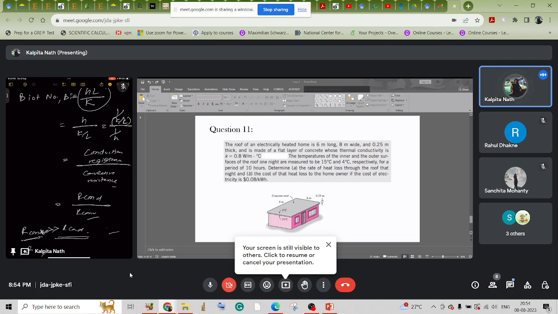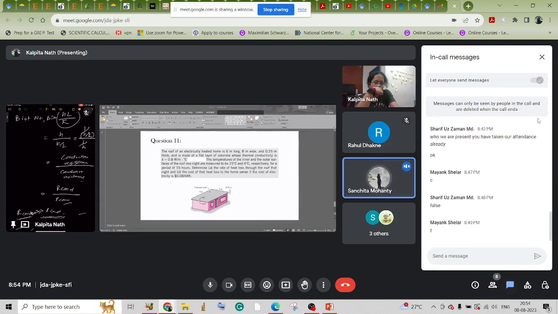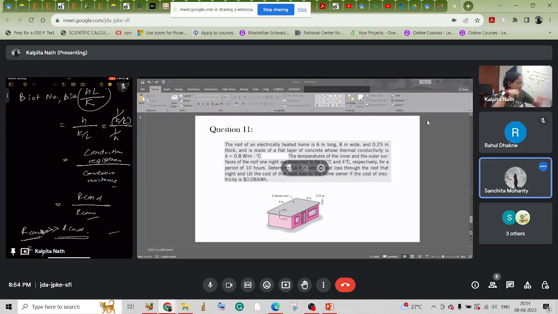Has anyone solved it? Ma'am, the answer for part A is 0.4048 kilowatt. How much? 0.4048 kilowatt. No, no, no, no, no.